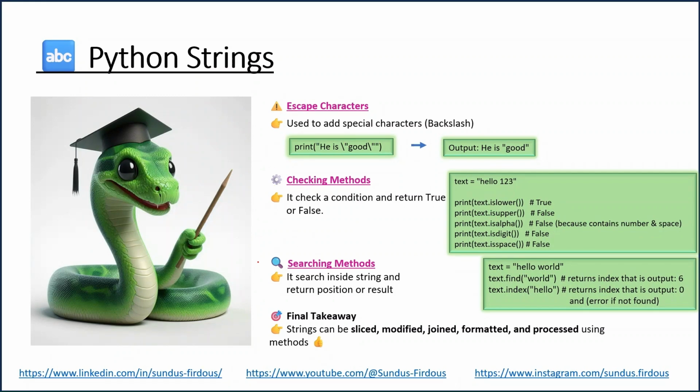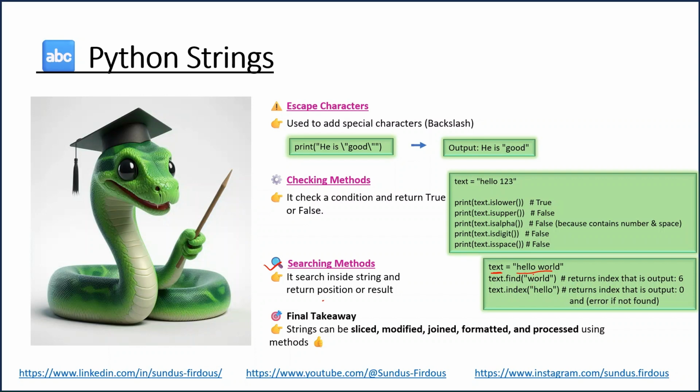Okay, now let's see searching methods. Here I took one variable, text, and passed a string inside it, that is hello world. Now I will use two methods. The first one is find, the second one is index. We will search whether a word exists inside the string or not. With the help of the find method, I will find whether this word is present inside the string or not.